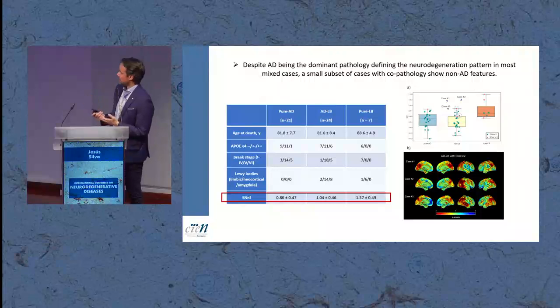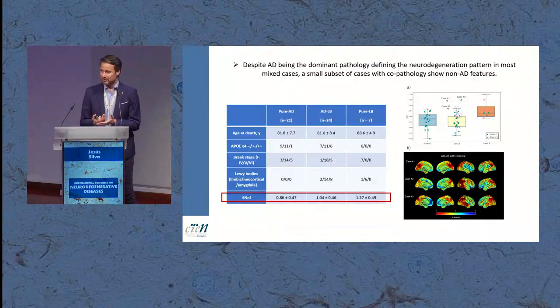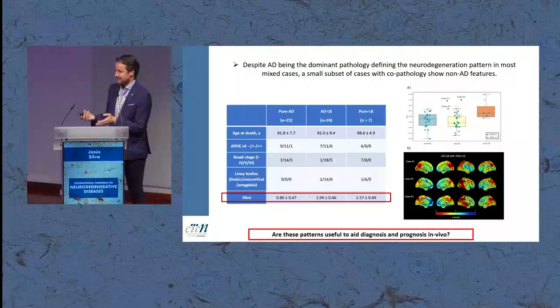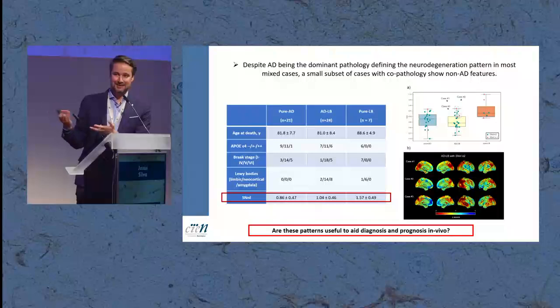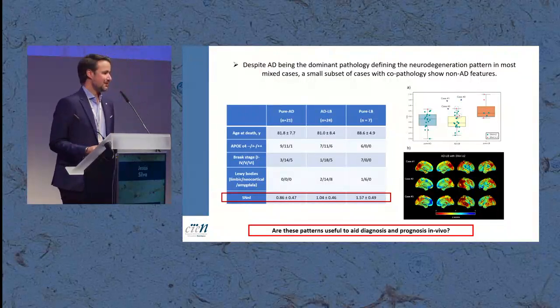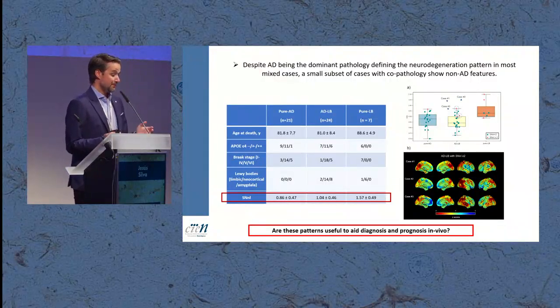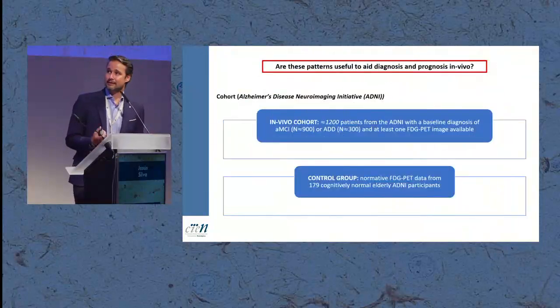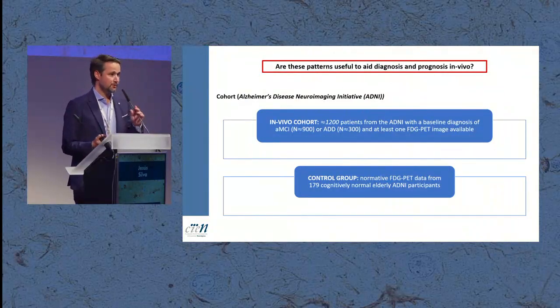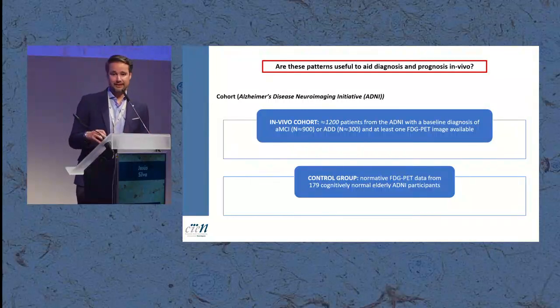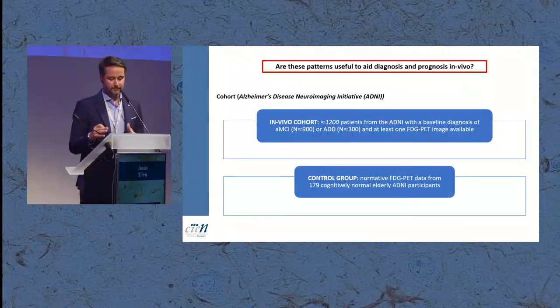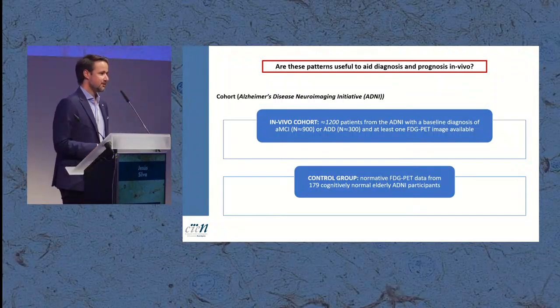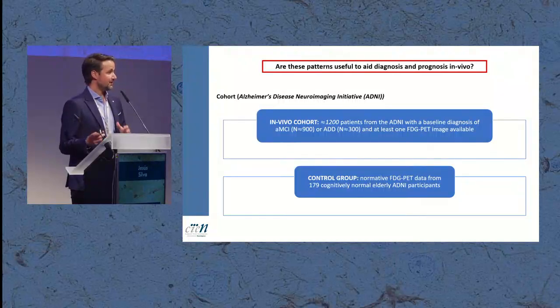And of course, after all this autopsy work, the question that may arise is, is anything meaningful in the clinic? So if we see these patterns in amnestic patients in the clinic, do they mean something? And to answer these questions, we continued our studies on the in vivo side, in the ADNI cohort. Our cohort comprised around 1,200 patients with a diagnosis of amnestic MCI or AD dementia from ADNI.